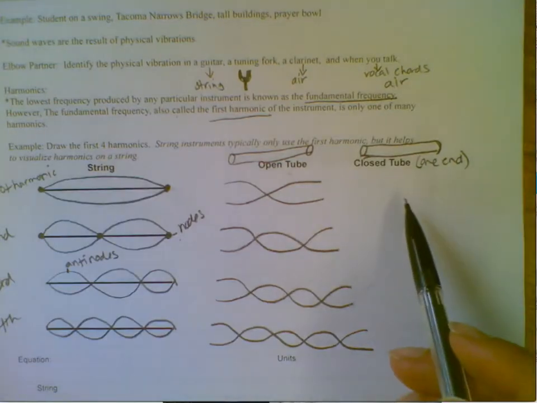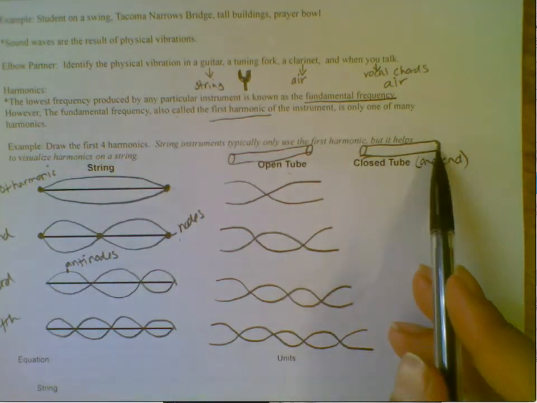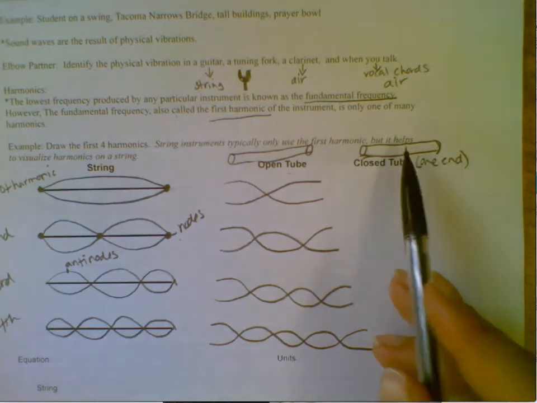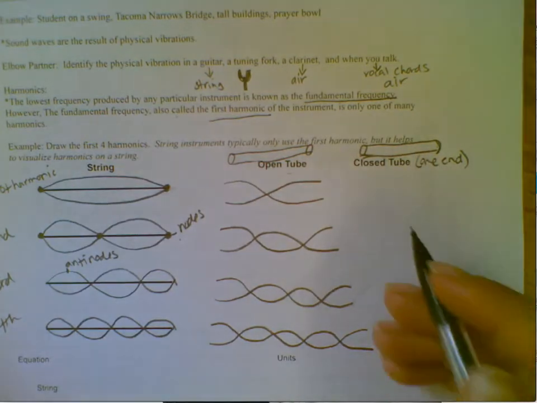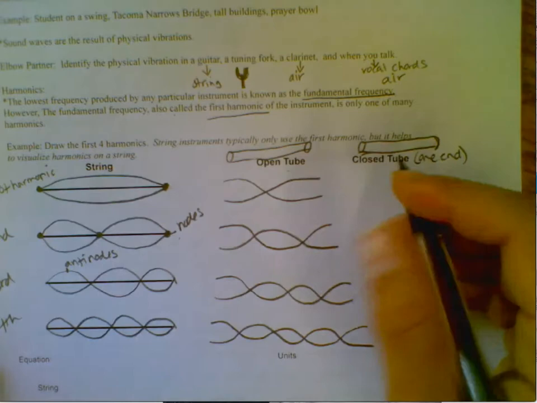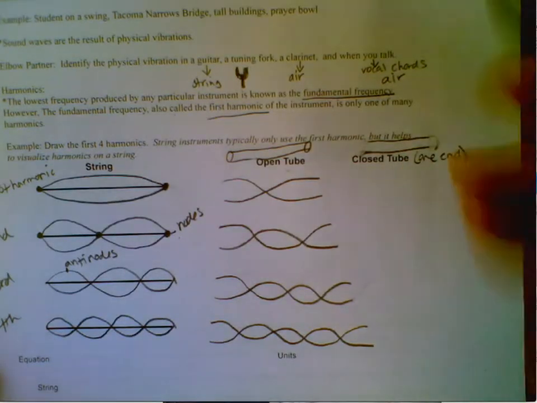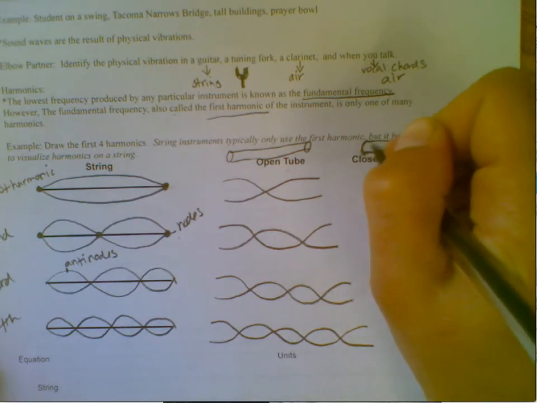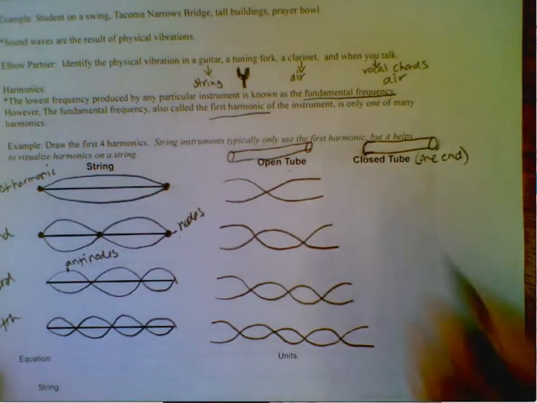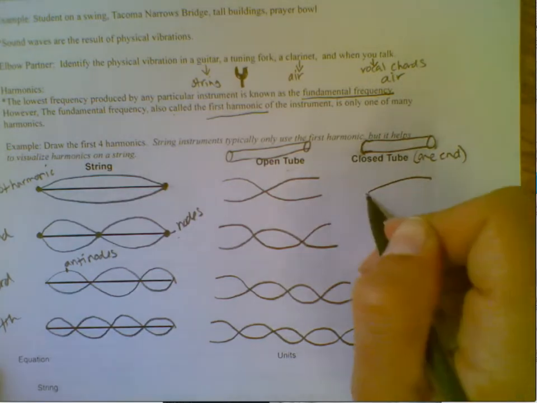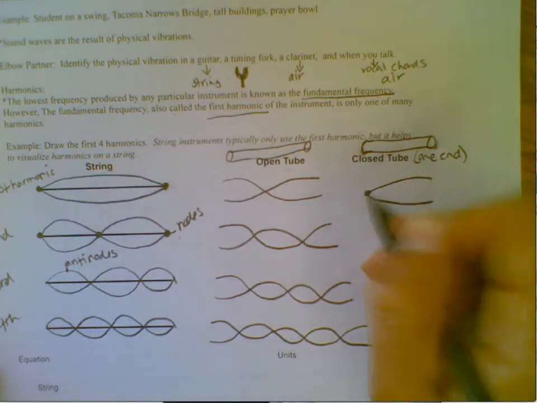A closed tube is going to look a little different. The side that's closed is going to have a node, and the other side will be open. So this first one, I'm actually going to draw it so that the open side is on this side. I don't know why that's easier for me. So this side's the closed end, so first one looks like that.